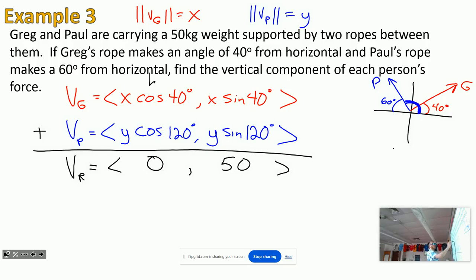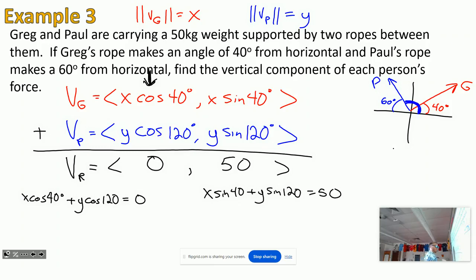First I'll look at the horizontal components. This equation is a little simpler. X times cosine 40 and y times cosine 120 equals 0. That's from my horizontal components. For my vertical components, those two add to get 50. Great, I have 2 equations.